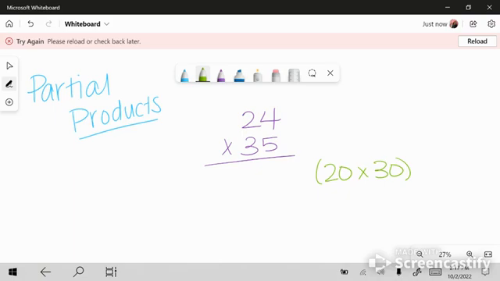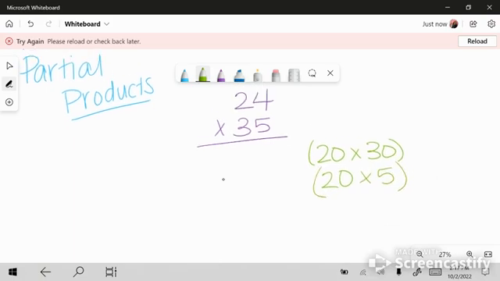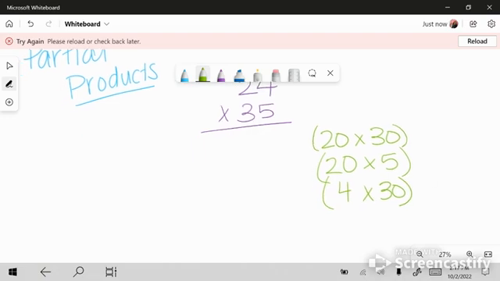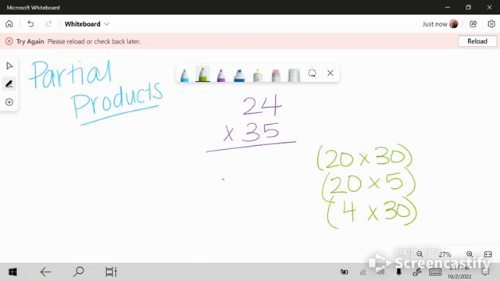So we'll do 5 times 20, or 20 times 5. And then we will do 4 times 30. And let's see, so then 2 times 3 is 6. 20 times 5 is going to be 100. And then 4 times 3 is going to be 12 with 1 zero. And then our last one is going to be our ones times our ones for a total of 20.